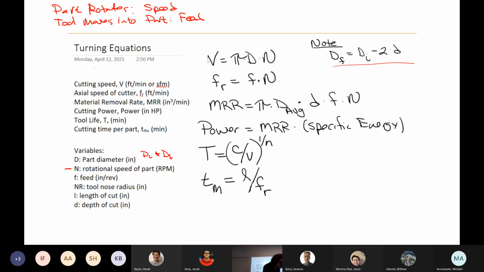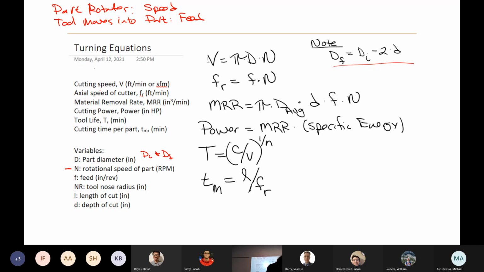We actually have 2 different feeds. When the feed moves into the part, that is F sub R, the axial speed of the cutter. But when we're looking at the cutting operation itself, the feed is in inches per revolution, so small f is inches per revolution. F sub R is the axial speed of the cutter. NR is the tool nose radius, basically how sharp the tip is. L is the length of the cut. D is the depth of the cut.